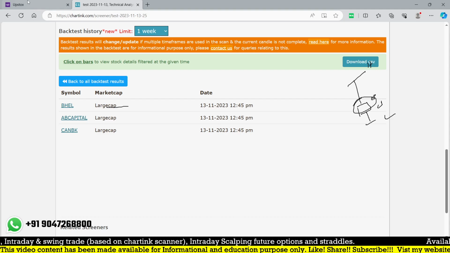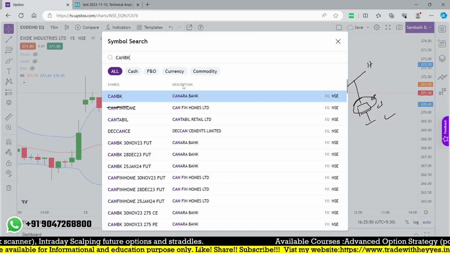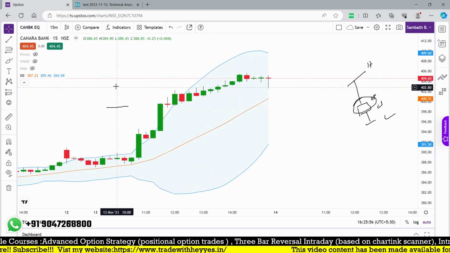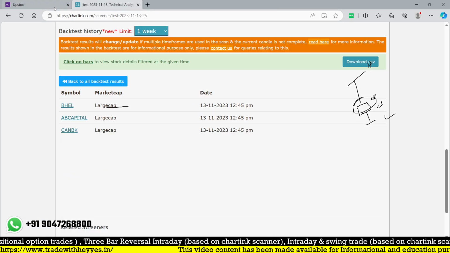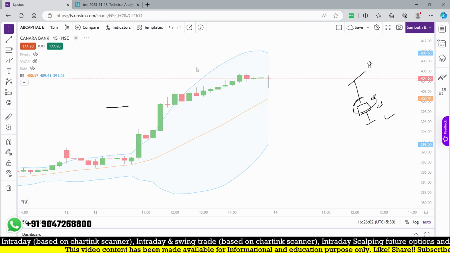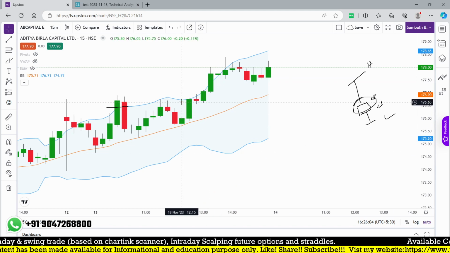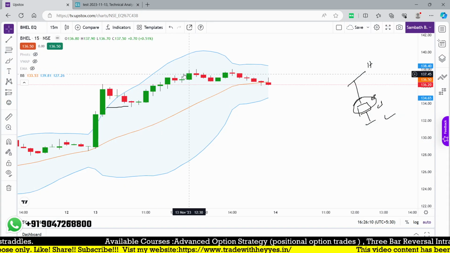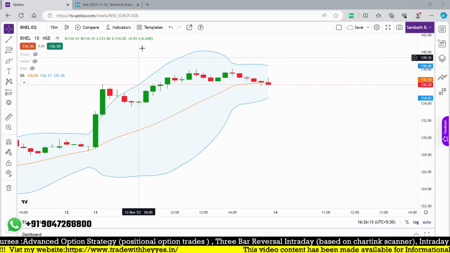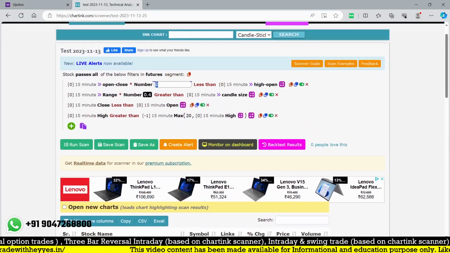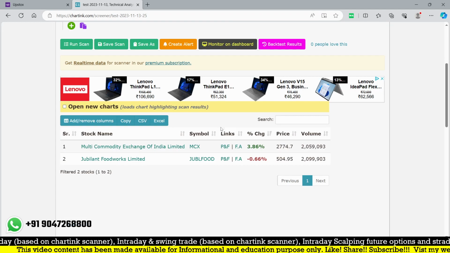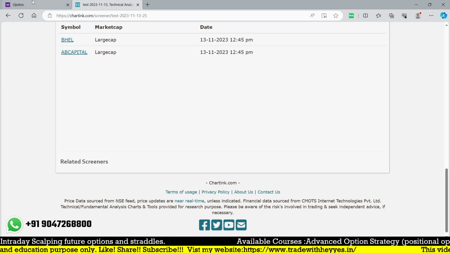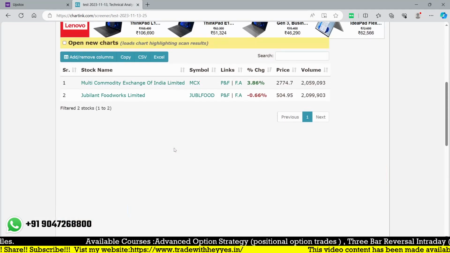Canara Bank, BHEL, AB Capital at 12:45. Canara Bank, perfect. Look at this shooting star candle. And now one more thing is about BHEL and AB Capital. AB Capital here looks like 12:45. The BHEL at 12 mostly was looking like a shooting star. But if you want to increase the wick size, you need to increase it to 3. If you increase it, we'll be getting very few at 12:45. So we have AB Capital and BHEL. Okay, so that's working, right?